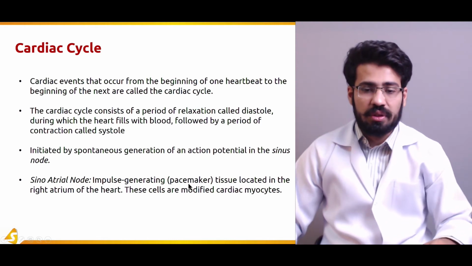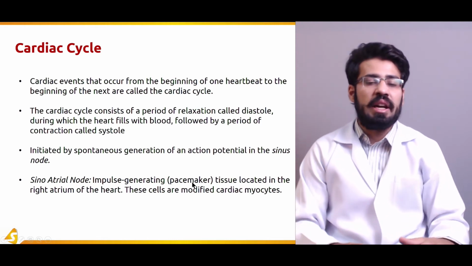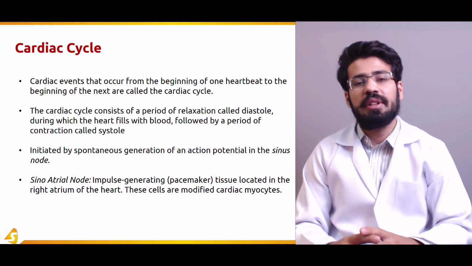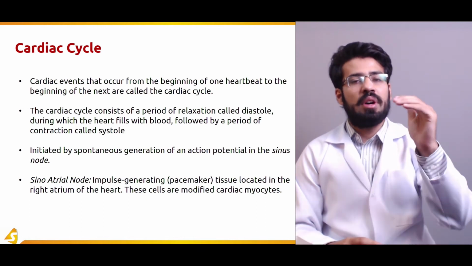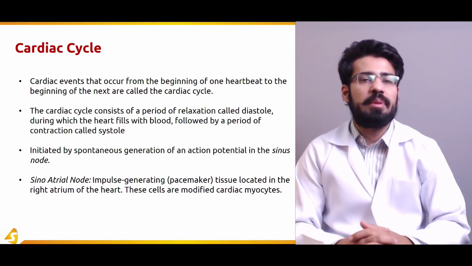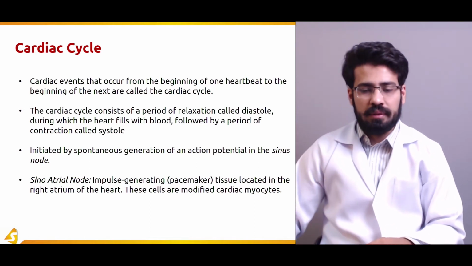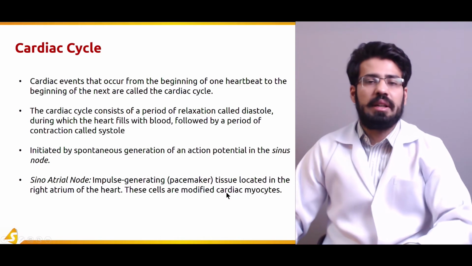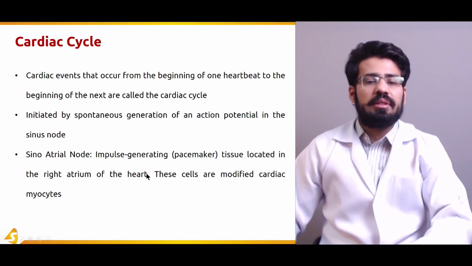The sinoatrial node, of course, is the impulse generating tissue, also known as the natural pacemaker. It is located in the right atrium of the heart, basically towards the top of the right atrium. These cells are modified cardiocytes, also known as cardiac myocytes. Now, the cardiac cycles.